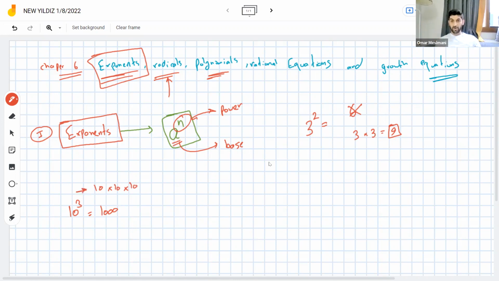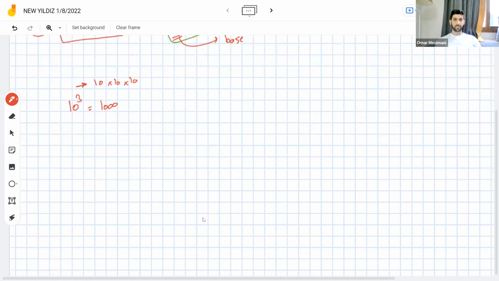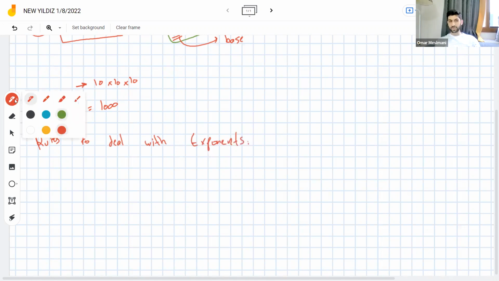We have formulas, we have rules to deal with exponents. I will start with them, okay? Basically, I have 11 rules to deal with exponents. I'm going to see them one by one. So rule number 1. All right, what is my first rule? My first rule is this.